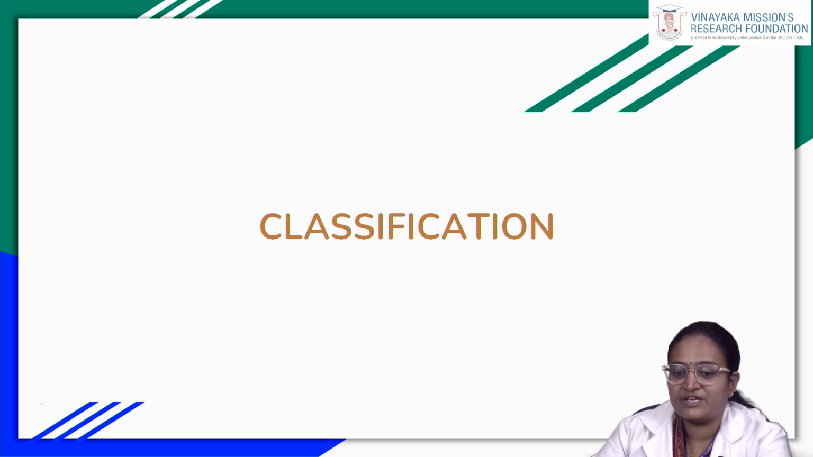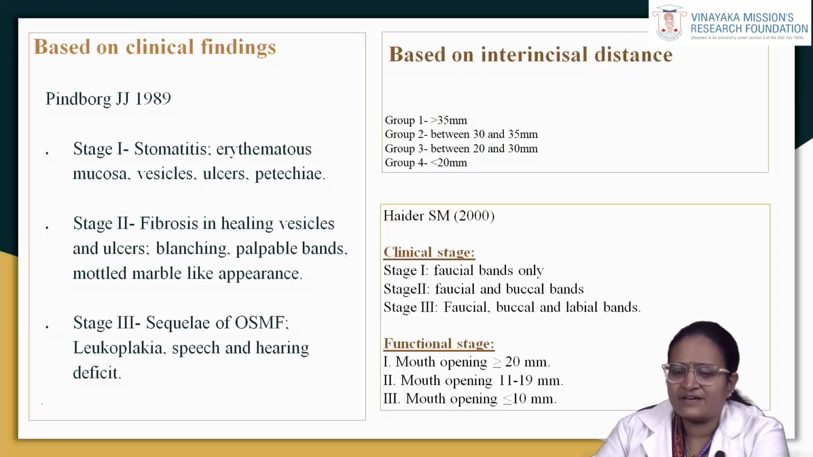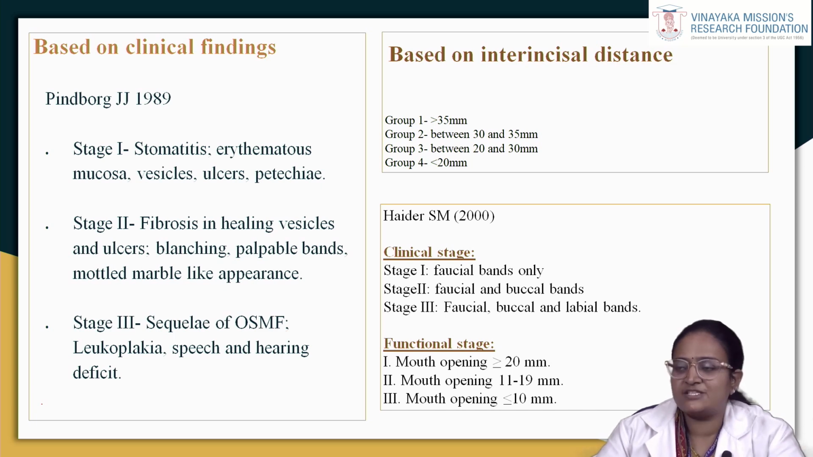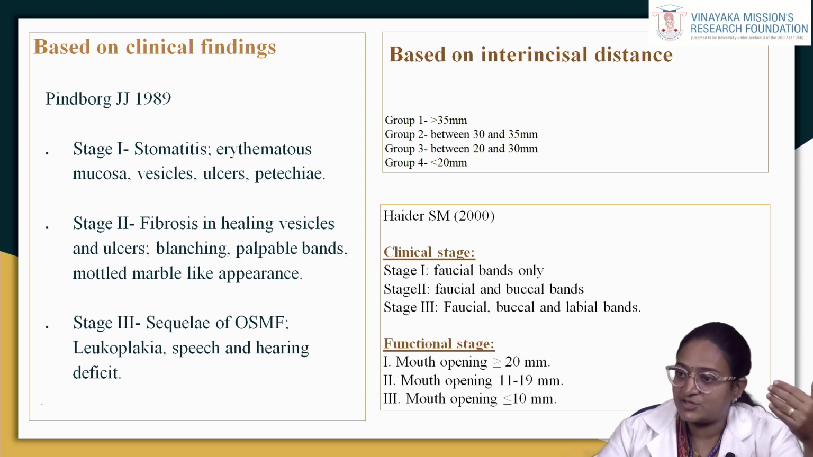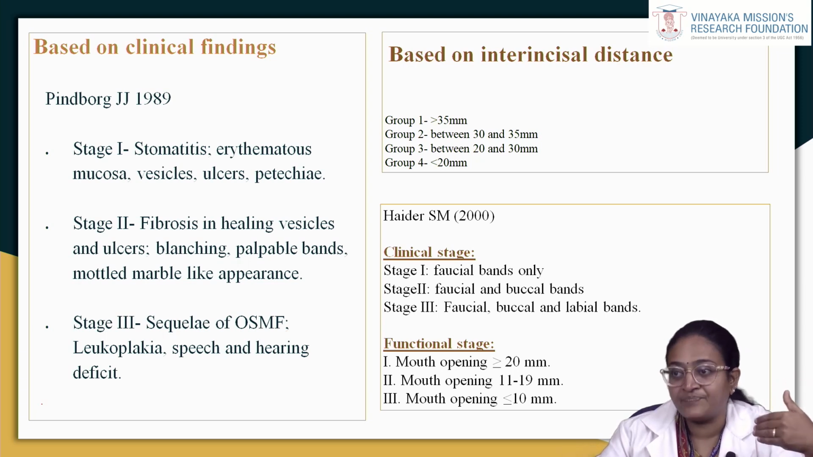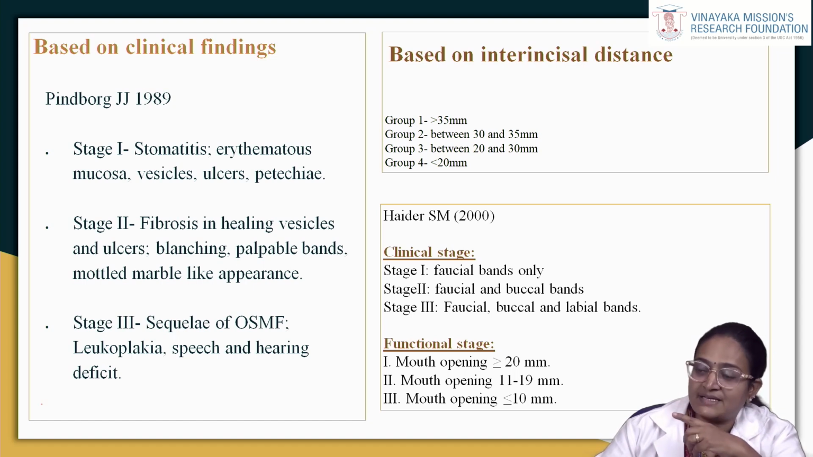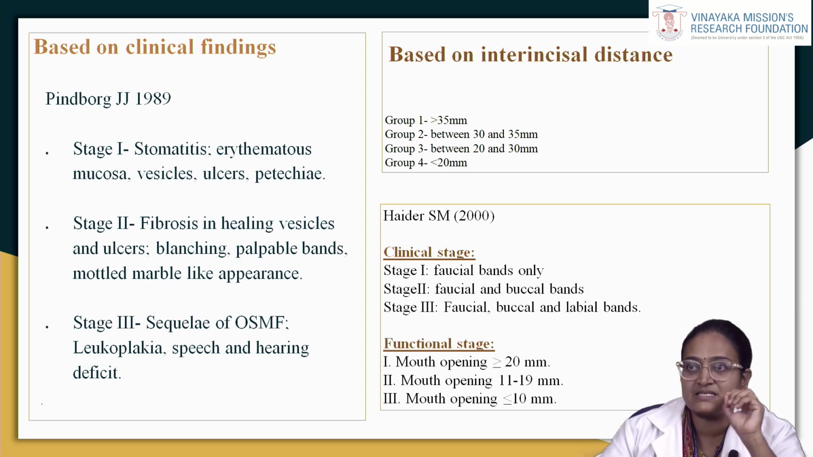Coming to the classification, there are several classifications in pathology books and journals, and these are very important clinical findings. Based on the clinical findings, Pindborg gave a classification of stage 1, stage 2, and stage 3. Stage 1 is stomatitis, that is erythematous mucosa, vesicles, and ulcers.